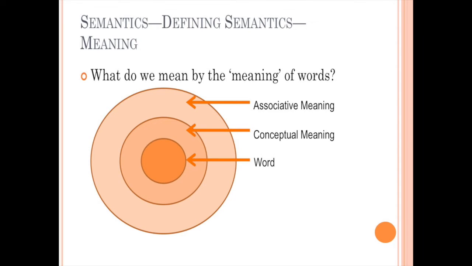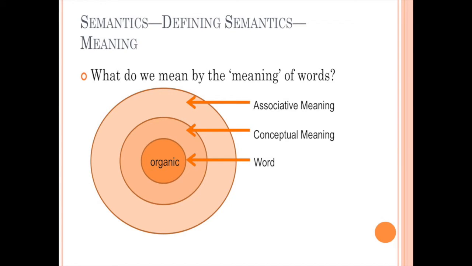The middle circle here is the conceptual meaning. The outer circle represents something more, the associative meaning. Let's take an example first. Let's say the word is organic, as in organic food. The conceptual meaning, the actual literal meaning, would be food without added pesticides or synthetic chemicals, something like that. The associative meaning, though, might be healthy.